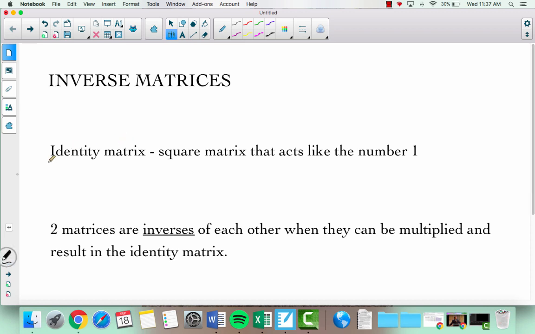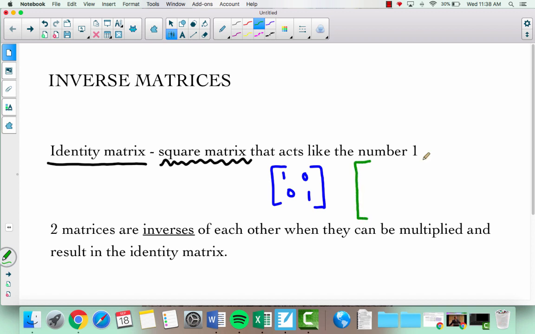The identity matrix is a square matrix, that's important, that acts like the number 1. So the identity matrix looks something like this. Remember, it has to be square, which means same number of rows and same number of columns. And the only numbers in your identity matrix are 1s and 0s. Along the main diagonal is always going to be the 1s. Everywhere else would be 0s. And this works for any size matrix as long as it is a square matrix.